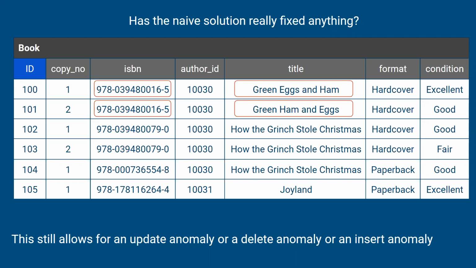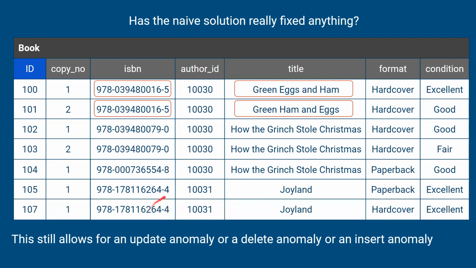And let's look at an insert anomaly. Let's say we've got Toyland written by Stephen King, same ISBN number, but now one of them is coming in as paperback and one of them is hardcover. It's the same problem that happens over here, when I changed the title of Green Eggs and Ham, and that was an update. But now this is an anomaly where I've got kind of the same thing.